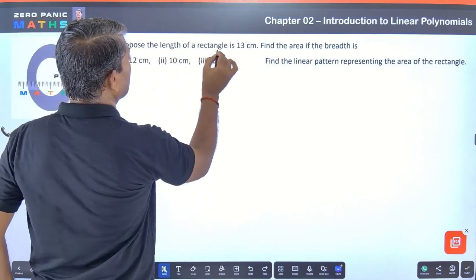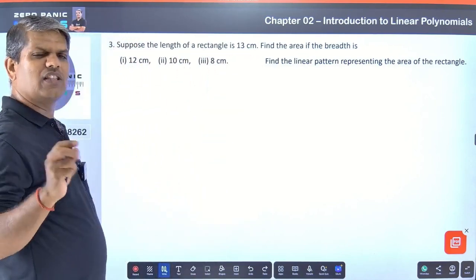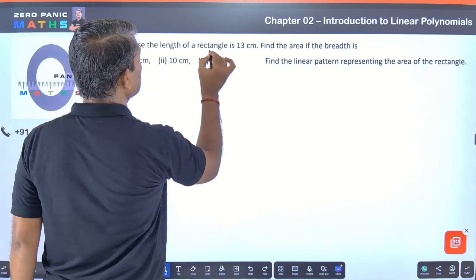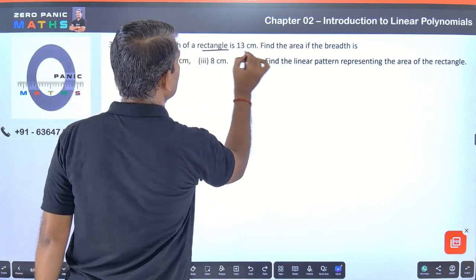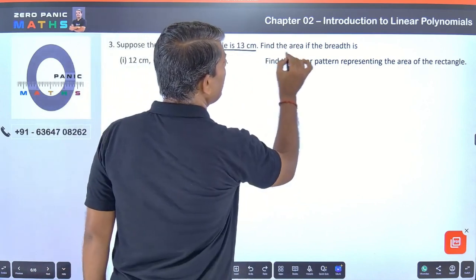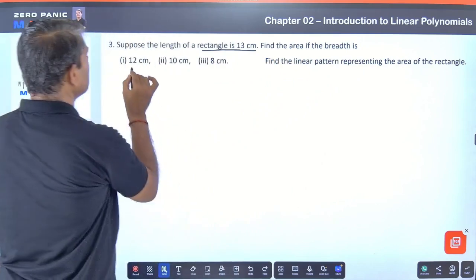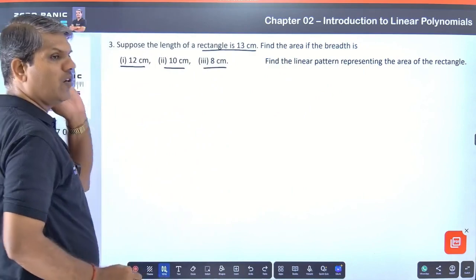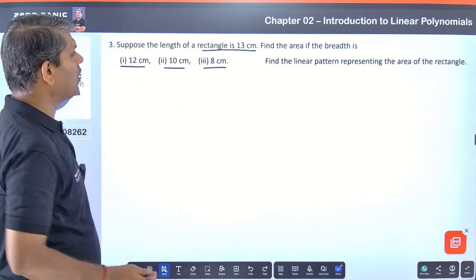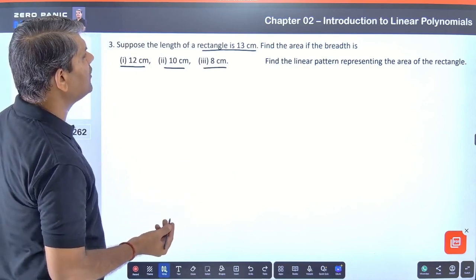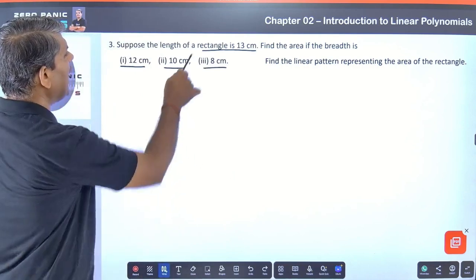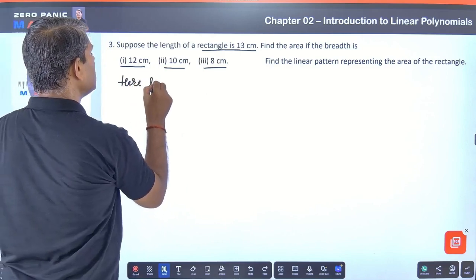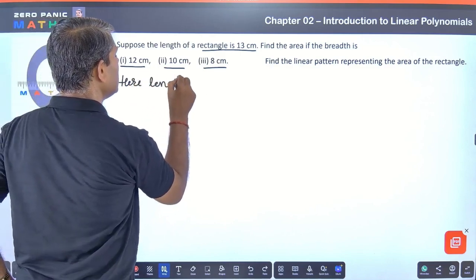Suppose the length of a rectangle is 13 centimeter. This problem is a little bit different from the previous two problems. They have given that the length of a rectangle is 13 centimeter, and find the area if the breadth is 12 centimeter, 10 centimeter, and 8 centimeter. This is not that big a task, because we know that the area of the rectangle is length into breadth. Length is fixed at 13 centimeter.